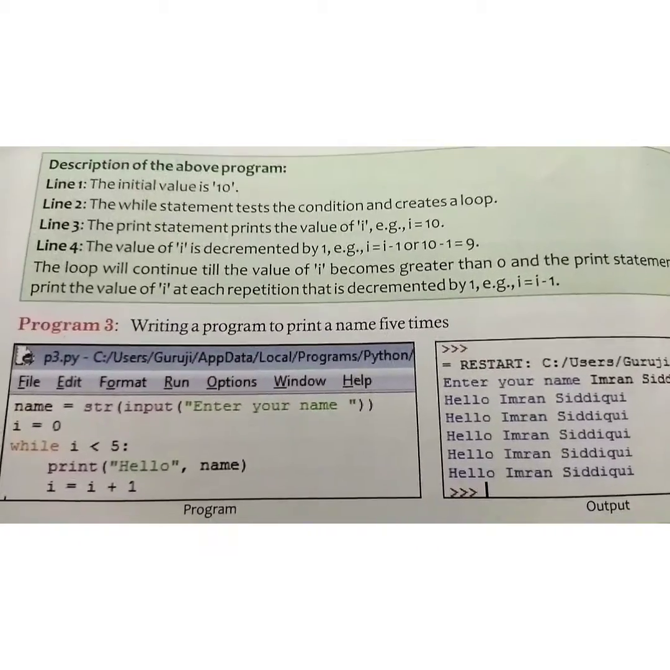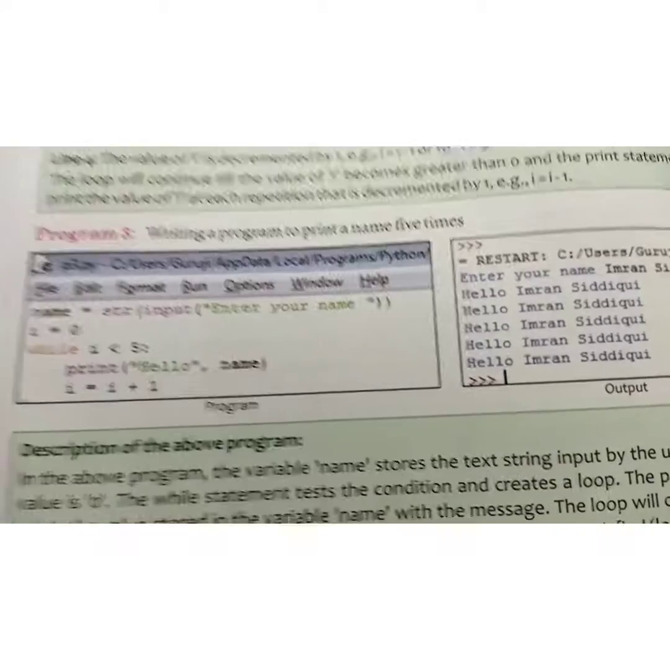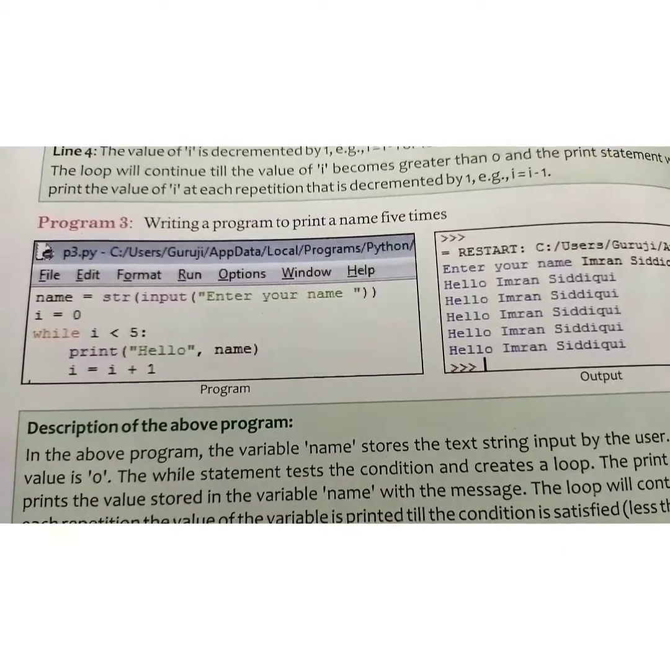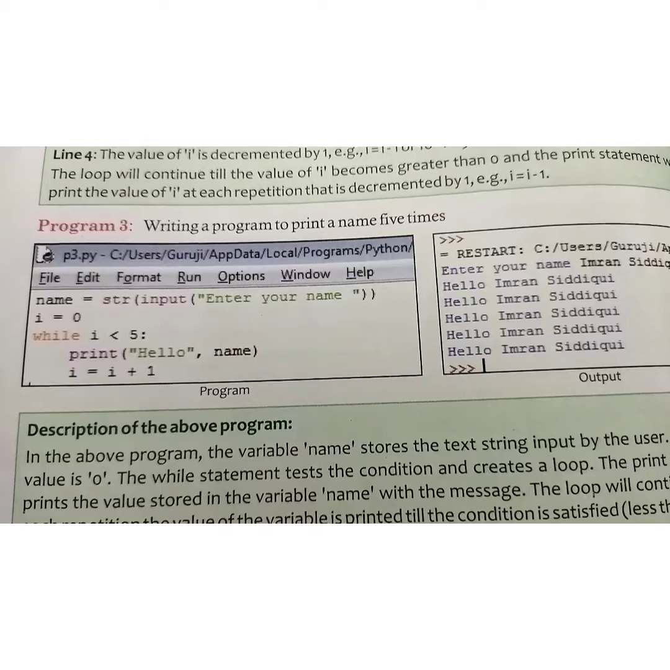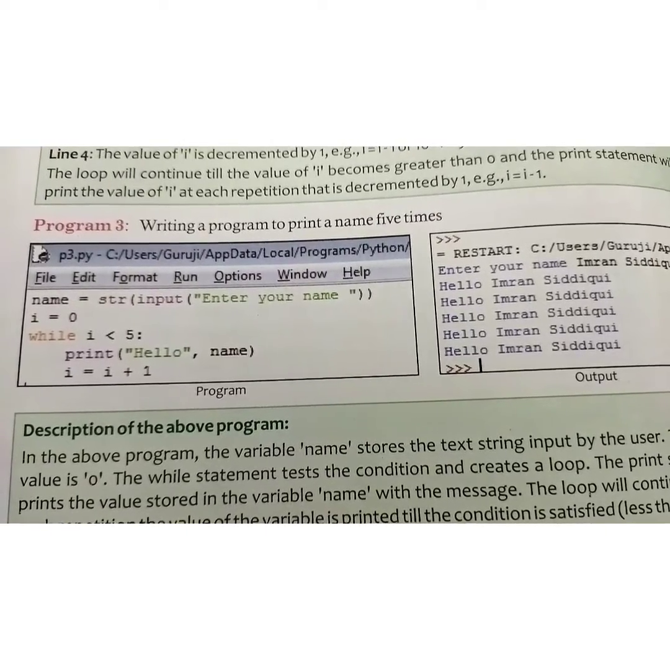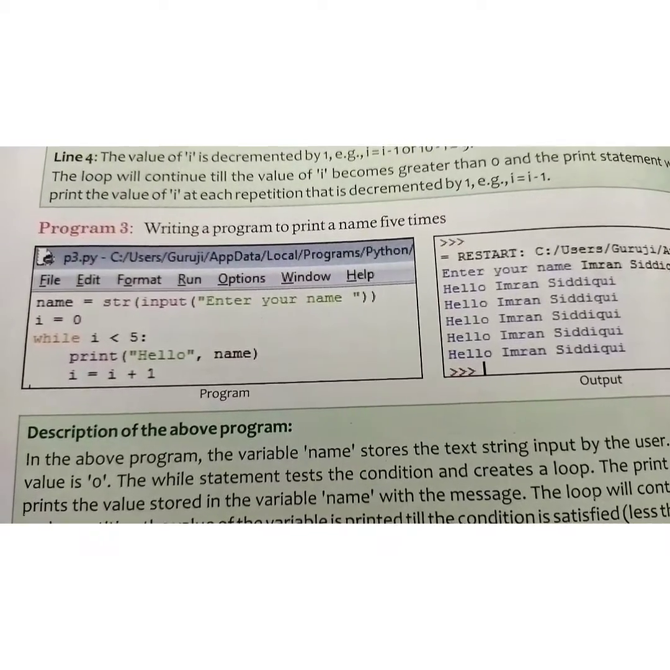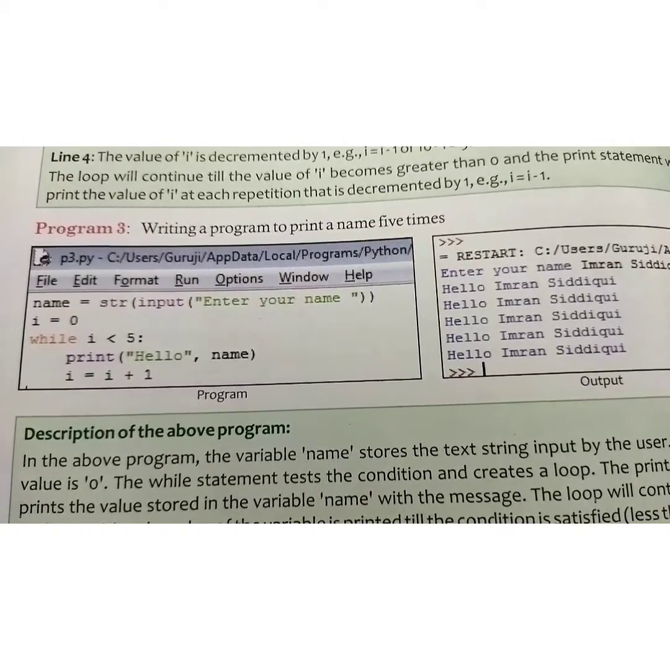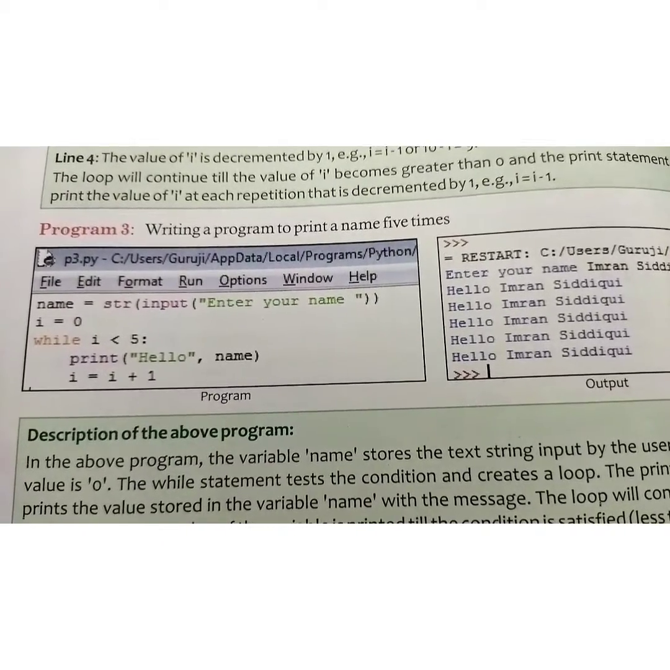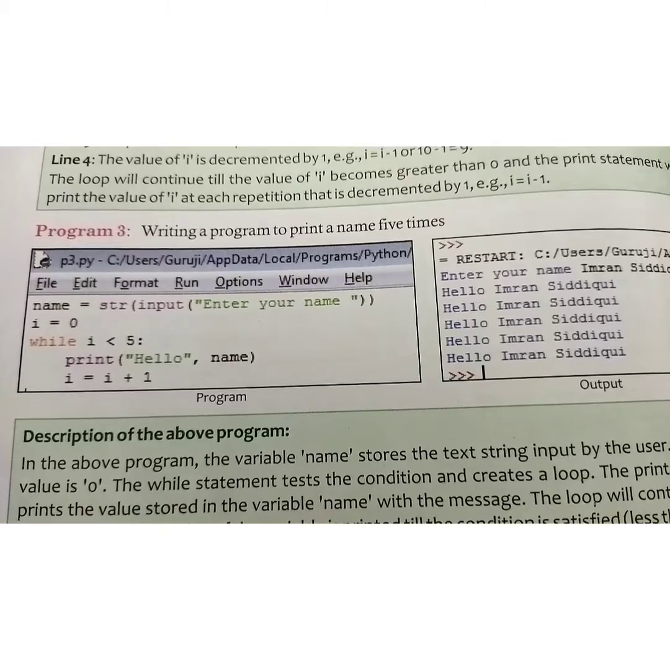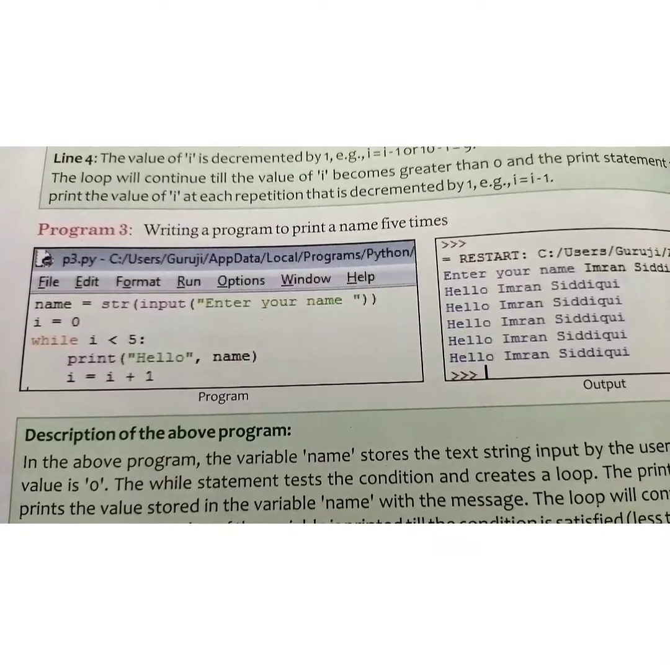Next, students, program number 3: write a program to print a name 5 times. You will write this program on a new page. name = str(input("Enter your name")). Then i = 0, while i < 5: print("hello", name), i = i + 1.